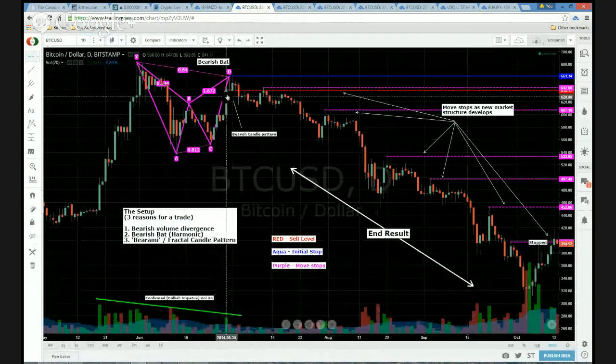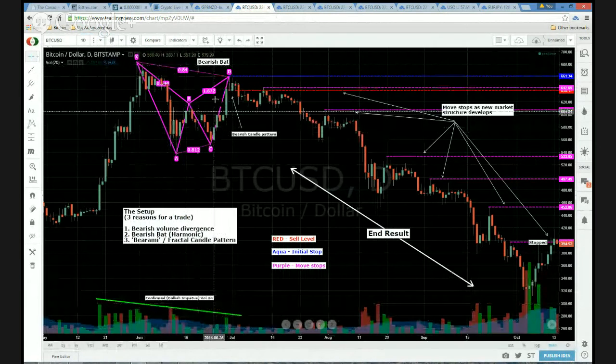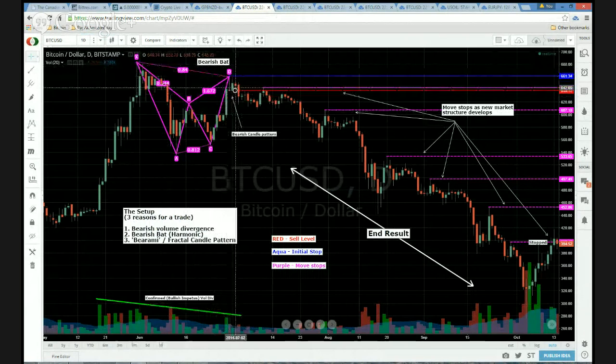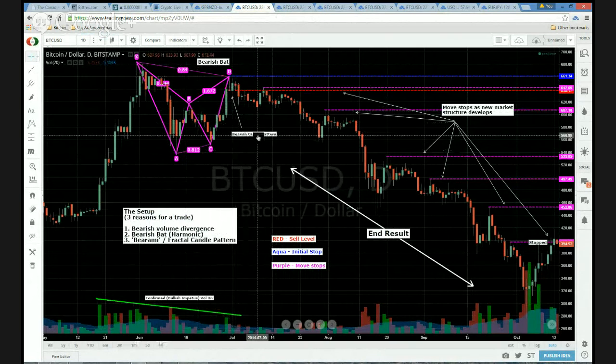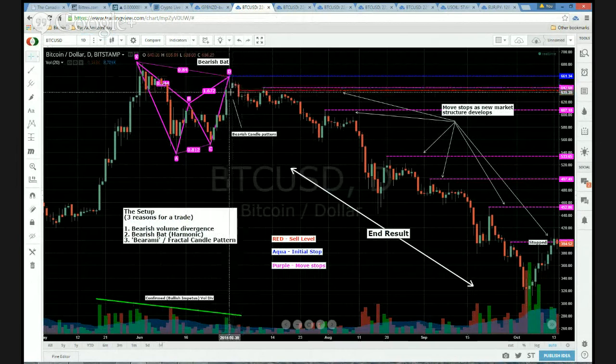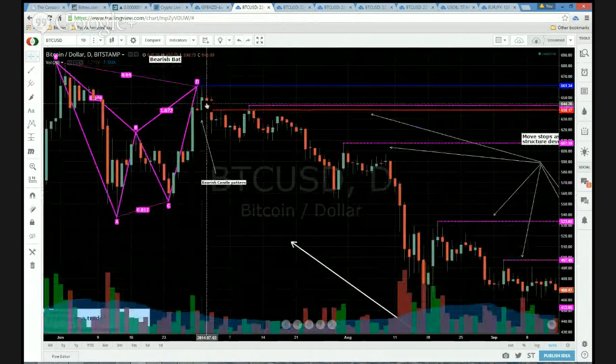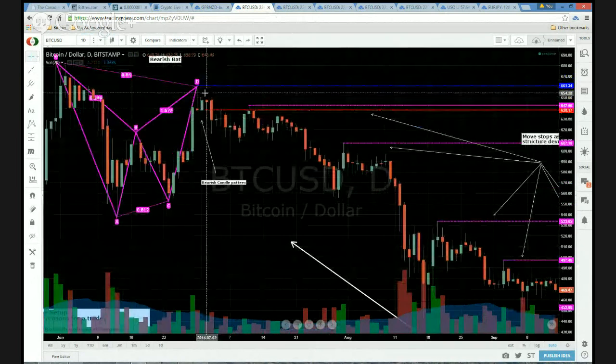So at point D, we have volume divergence, we have the harmonic pattern, and really all we're looking for is some sort of indication of price failure here to go with the trade. One of the weeks we teach is candlestick patterns, and here you can see we actually have a few different candlestick patterns working. This is what's called a shooting star. This is a fractal, all of these put together. This is an inside bar right here.